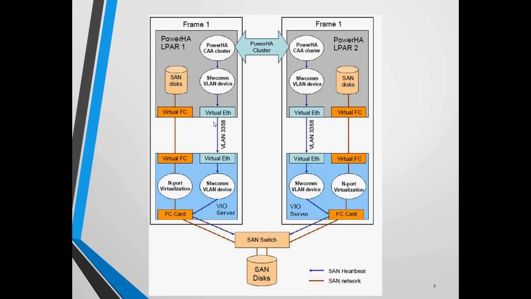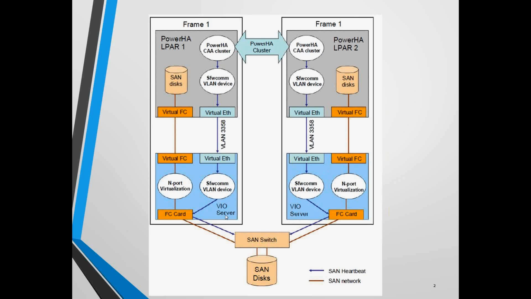It seems a little bit strange to talk about Ethernet when we're talking about SAN heart beating, but we use this VLAN 3358, and on the VIO server level we actually get this special device called SFCOM. And this special device is actually kind of a translator between the fiber channel card up to the actual client partitions using the virtual Ethernet through the hypervisor. So we do this on each managed system that is hosting a PowerHA cluster node.